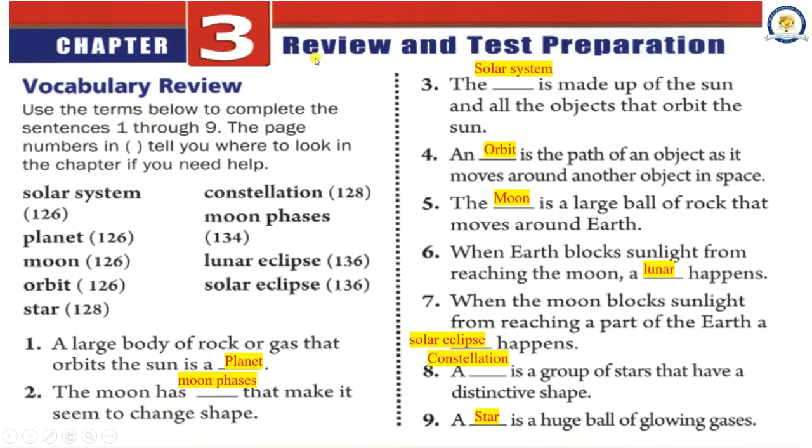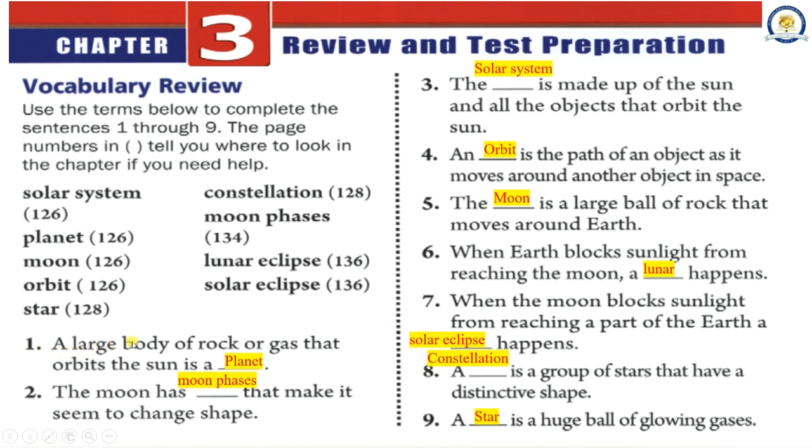Chapter 3. Review and test preparation. Vocabulary review. Use the terms below to complete the sentences 1 through 9. The page numbers tell you where to look in the chapter if you need help. Solar system. Planet. Moon. Orbit. Star. Constellation. Moon phases. Lunar eclipse. Solar eclipse.